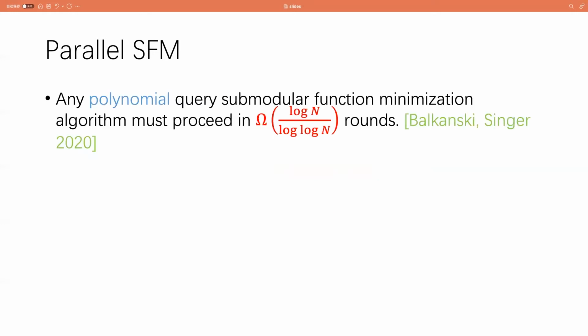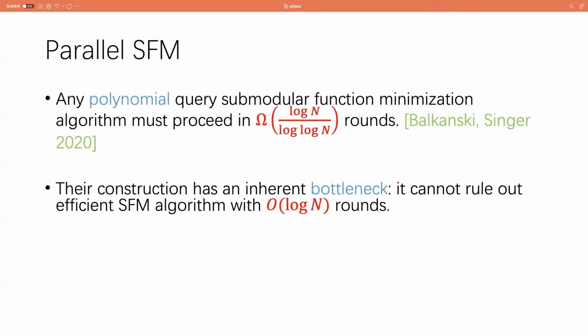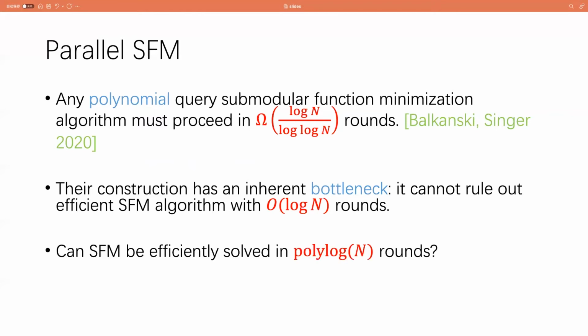A recent work by Balkanski and Singer shows that any polynomial-query submodular function minimization algorithm must proceed in omega of log n over log log n rounds. However, their construction has an inherent bottleneck, so that it cannot rule out efficient SFM algorithms with order log n rounds. So it might be the case that this problem can be solved in polylog rounds.